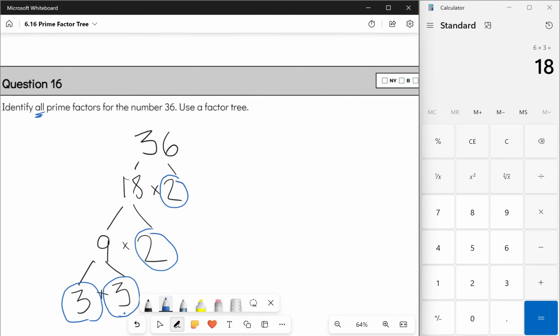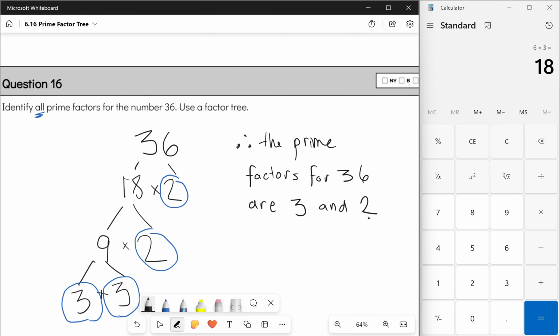Use a factor tree. The prime factors, and I'll write this in my answer, therefore, my three dots meaning therefore, the prime factors for 36 are 3 and 2. There are no other prime factors for 36.